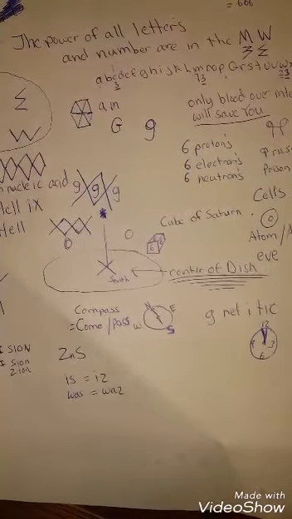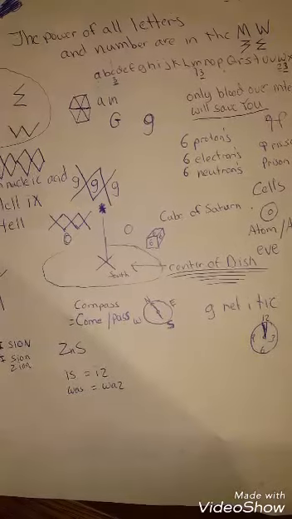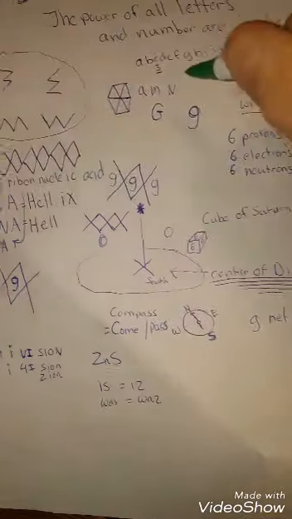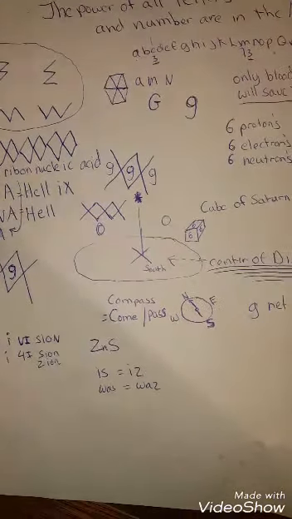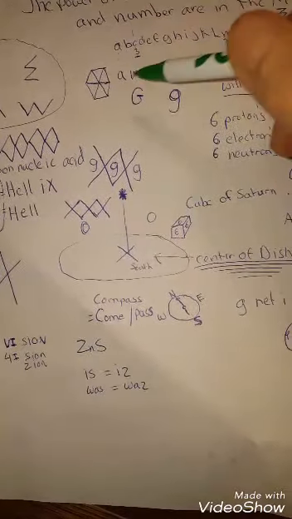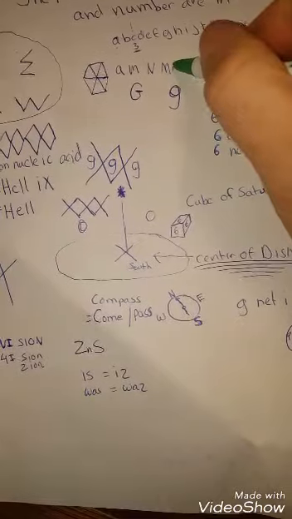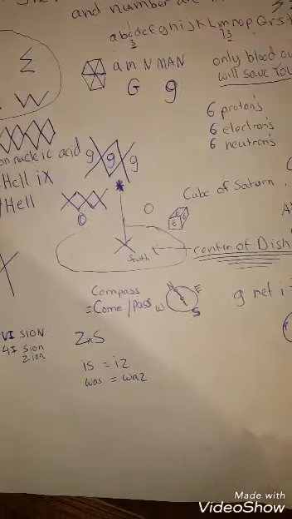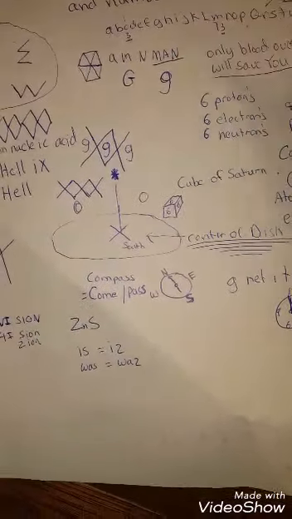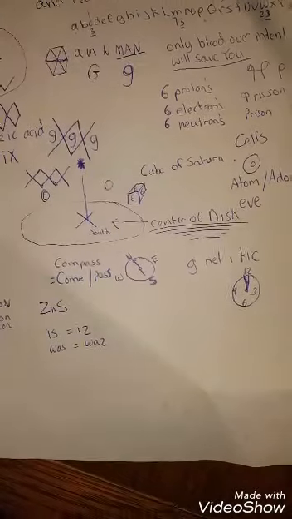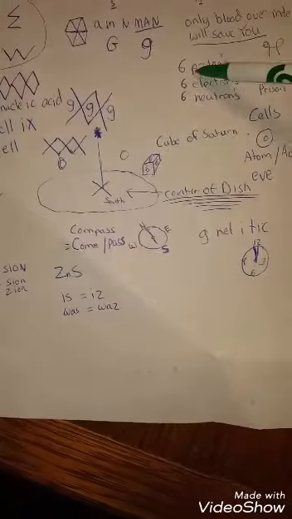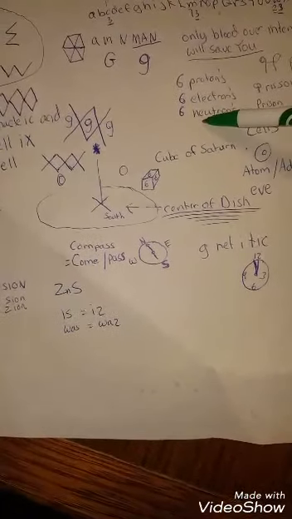I want you to see what happens to the N when I put it on its side. It becomes an N. So we've got AMN. Now, if you go and turn these around, MAN. Beginning, middle, and end. Man. Man's number is 666. 6 protons, 6 electrons, and 6 neutrons.